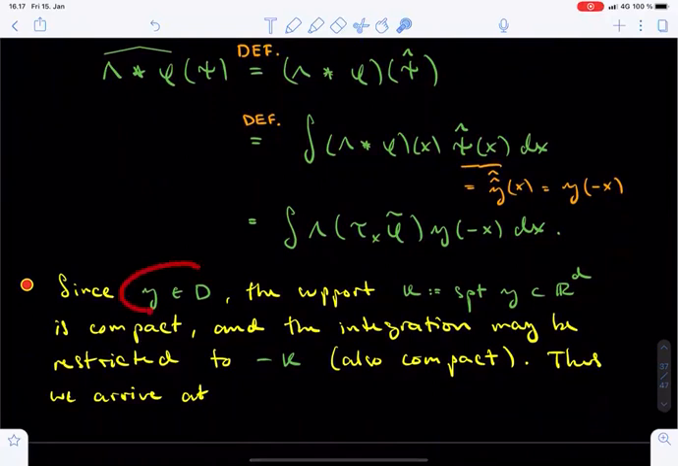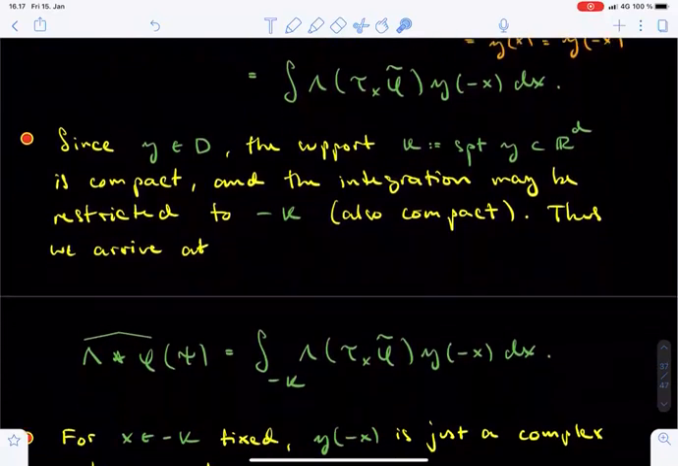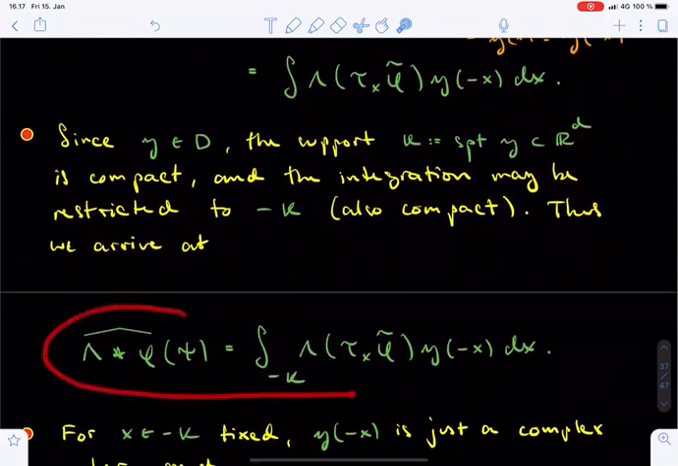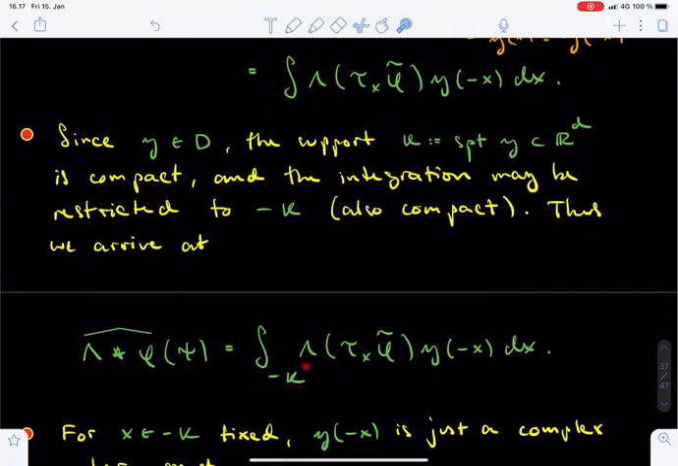Next, we use the compact support of tilde eta. Denote by K the compact support of the function eta. With this notation, the integration above can be restricted to the set minus K, which is still a compact subset of R^d. Therefore, we have now deduced the following formula. The Fourier transform of the convolution between lambda and phi acting on the function psi equals the integral over minus K of the function lambda evaluated at tau x of tilde phi times eta of minus x dx.